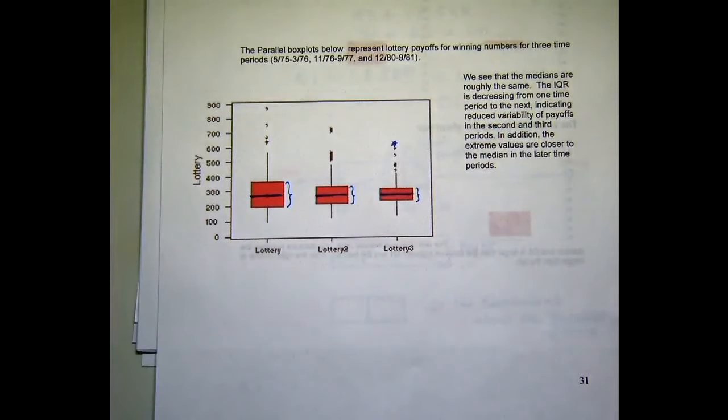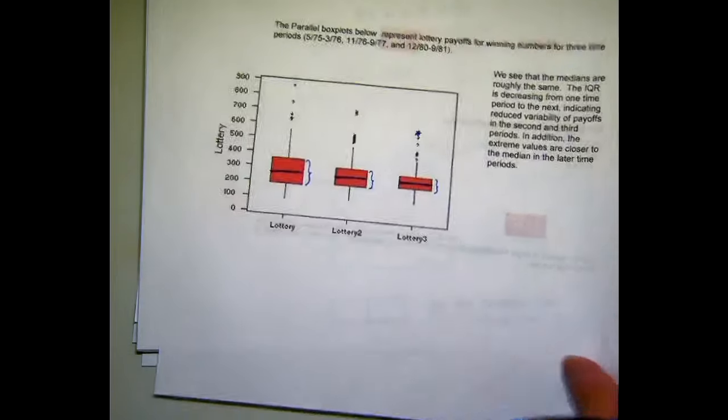Obviously, because the IQR went down, right? So 1.5 IQR will also go down. So the fence will be closer in. You get an idea of what this is saying? Let's look at the next page.